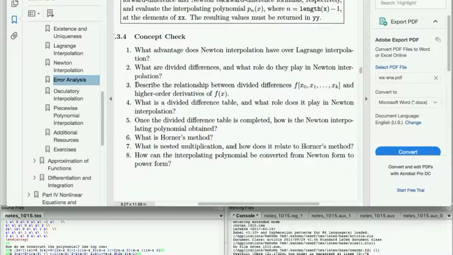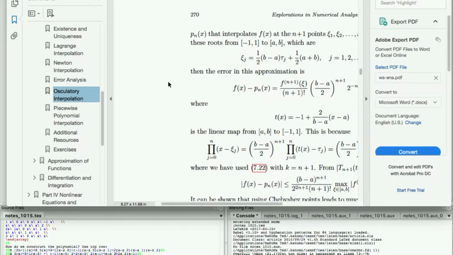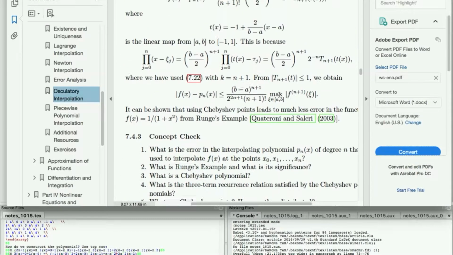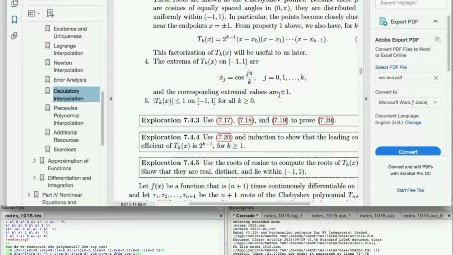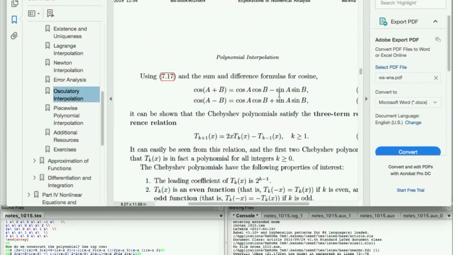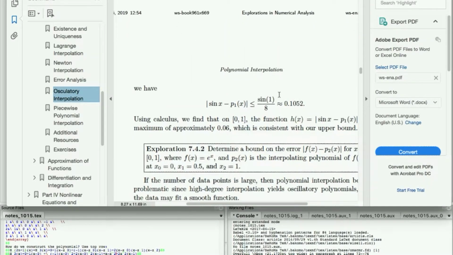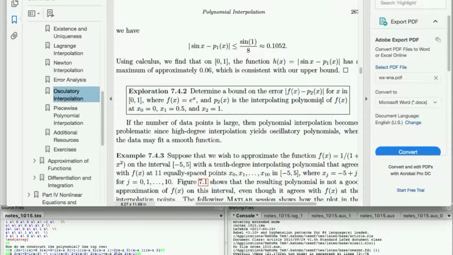And was there another one? 7.4. Okay. Not the concept check, exploration 7.4.2. Oh, this one? Yes. Okay.